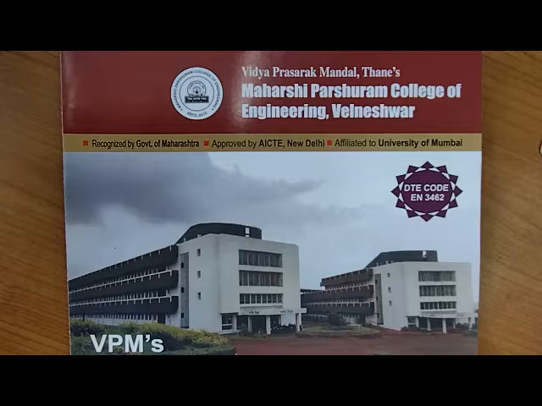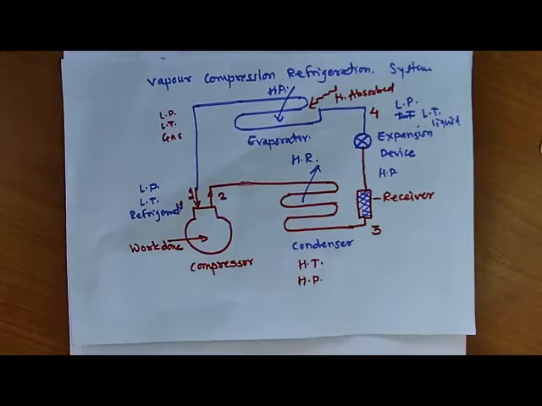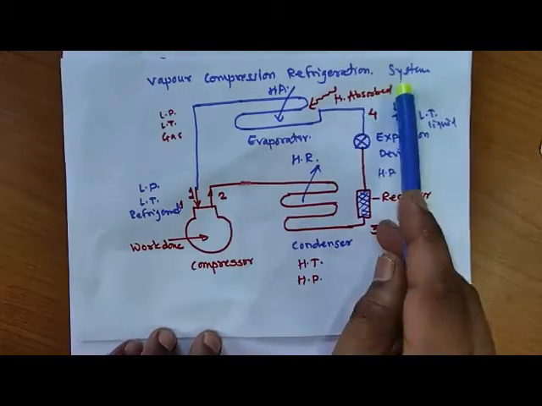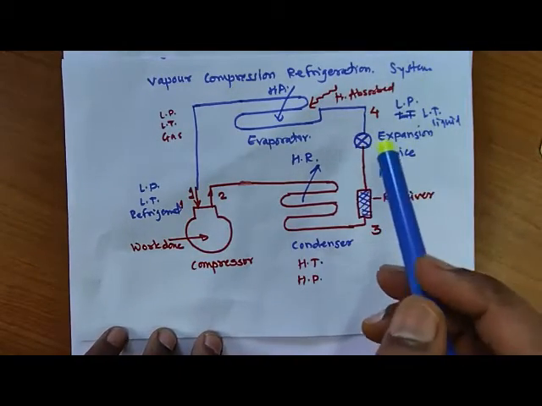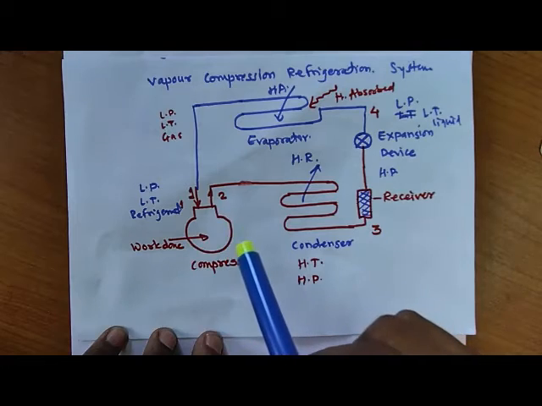So in the previous lecture, we started the chapter Vapor Compression Refrigeration System from the Refrigeration and Air Conditioning subject. In that we have already discussed the vapor compression refrigeration system. Here there are four main parts.